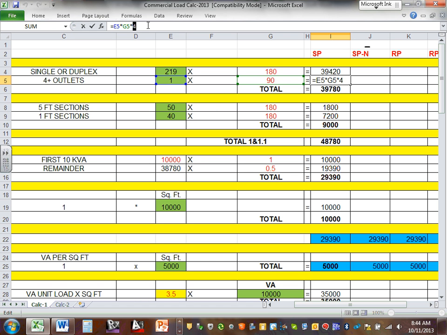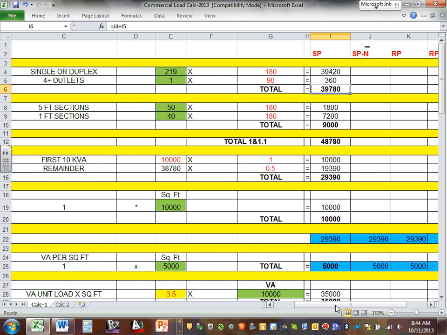So if you have a quad, every one of them will count as 90. A quad has 4 outlets, each one of them 90. So your math would be 90 times 1 times 4. Did you guys hear me about this? And that will get you the 360. You're going to add them up.